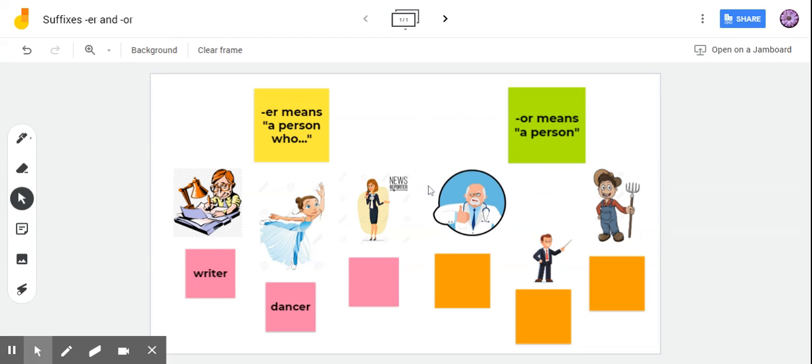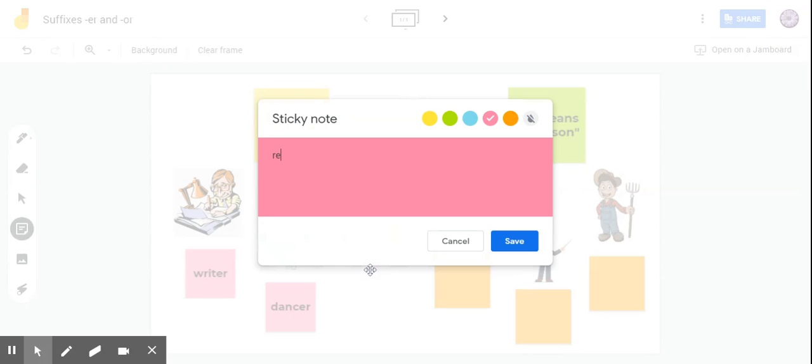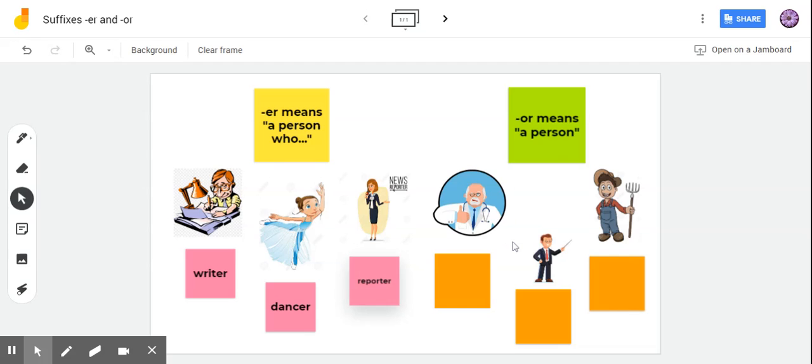Now, in this one, we can assume that she is a news reporter because she's holding a microphone. But if I were to think of the verb that represents that, she is reporting. She reports. But if I wanted to make her into a person as having a career, she is a reporter. I'm just adding and tacking on that er to the base word. So most of these are going to be base words, words that can stand on their own, because they are verbs. Now, our second suffix that we're looking at is or.